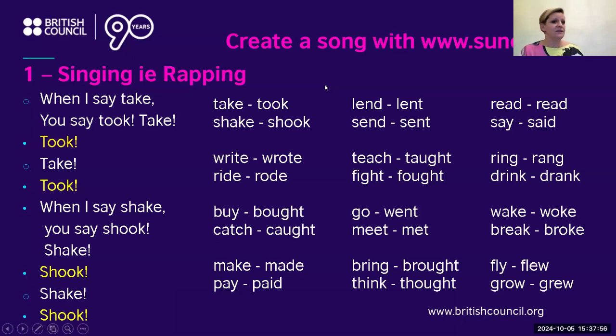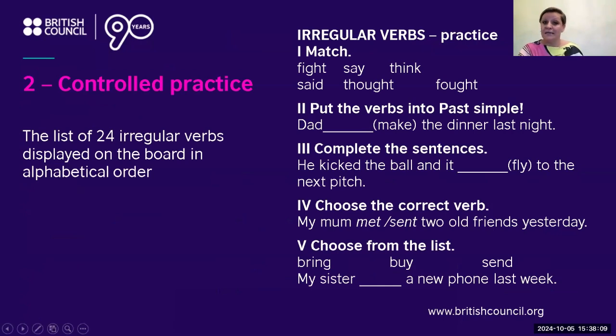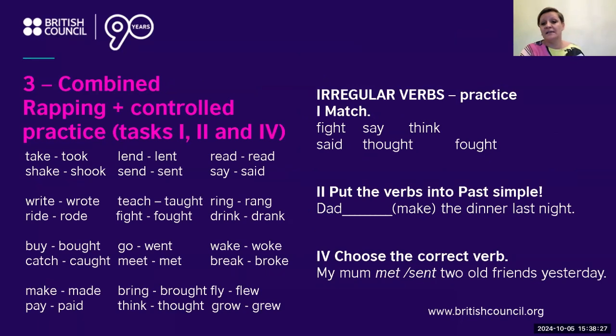I have to tell you that the atmosphere in the classroom was very energetic. I just demonstrated the activity once, and then students took on my role. In class B, students had controlled practice. They were doing this worksheet prepared by this group of 5 students, and the list of these irregular verbs was displayed on the board in alphabetical order. Finally, in class C, we had a combination of these 2 activities.